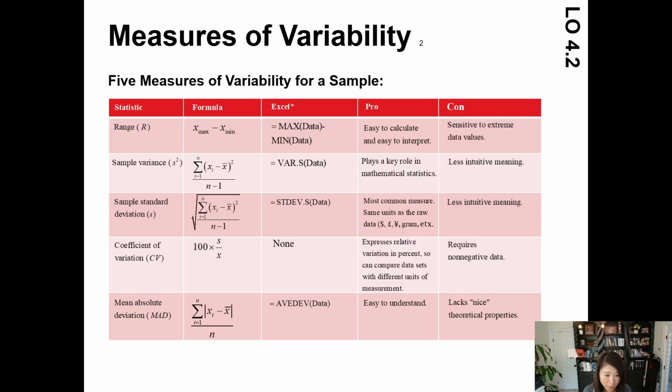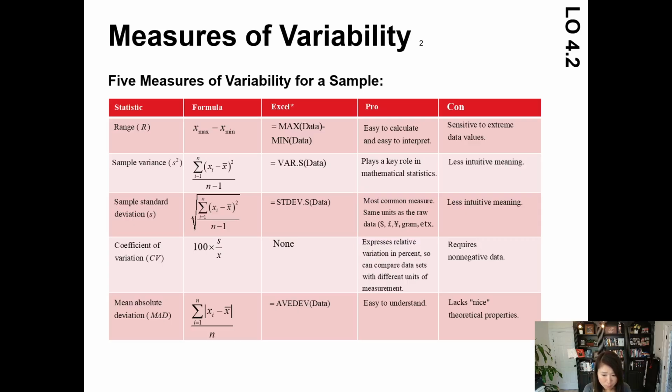And again, it's still very hard to interpret. So further down the road, we also have to cover the coefficient of variation. This one expresses relative variation as a percent, so it allows you to compare across different data and say, hey, which one has more variability?